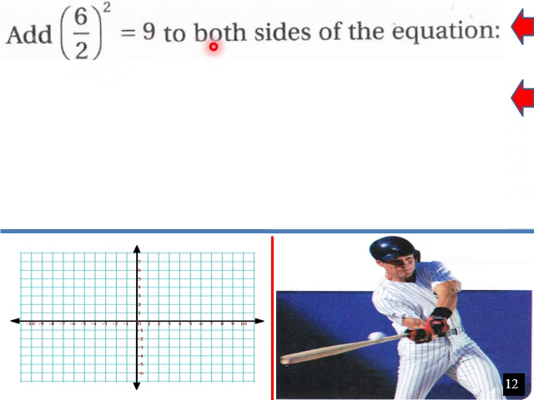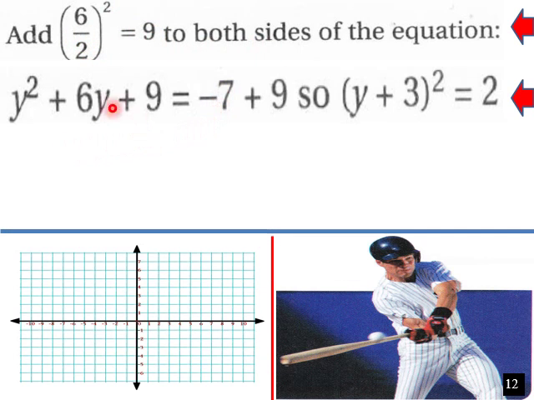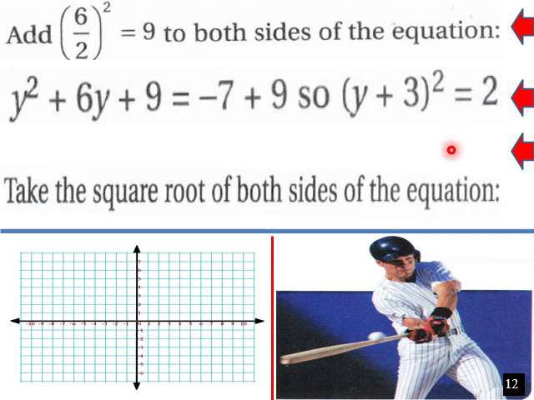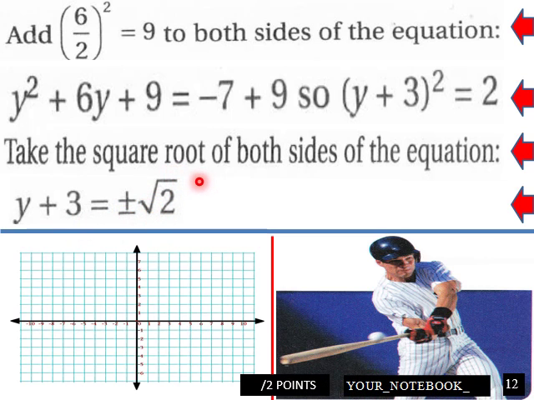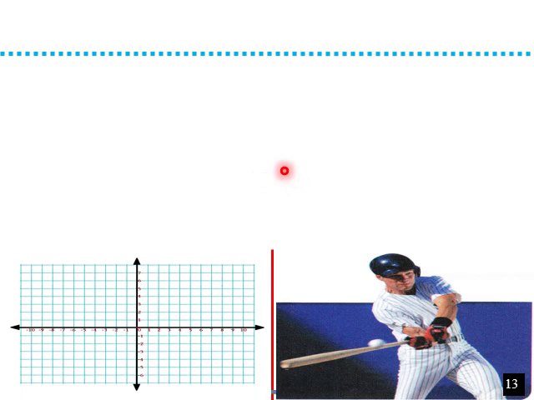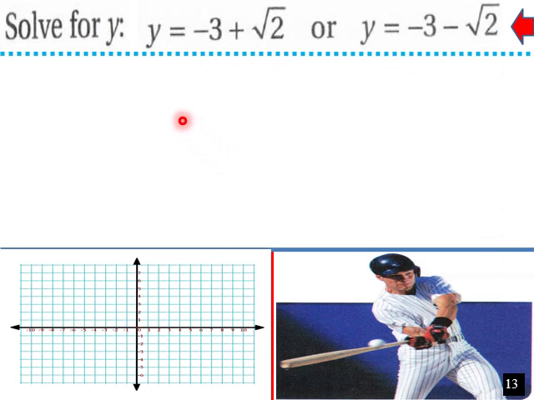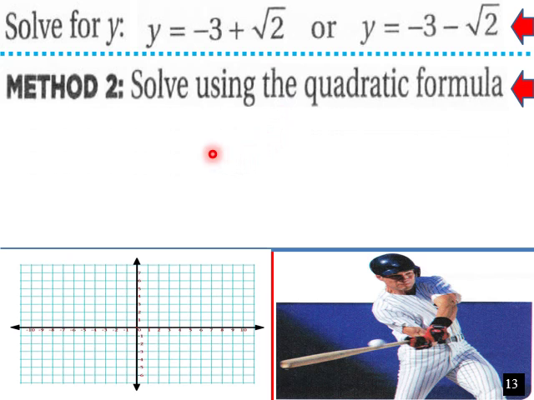6 over 2 squared is 9. So y squared plus 6y plus 9 equals negative 7 plus 9, and this equals 2. Take the square root of both sides. So we have y plus 3 equals plus or minus the square root of 2. That would be one way you could do it. Solve for y. So when we have this situation, we have two possible solutions.